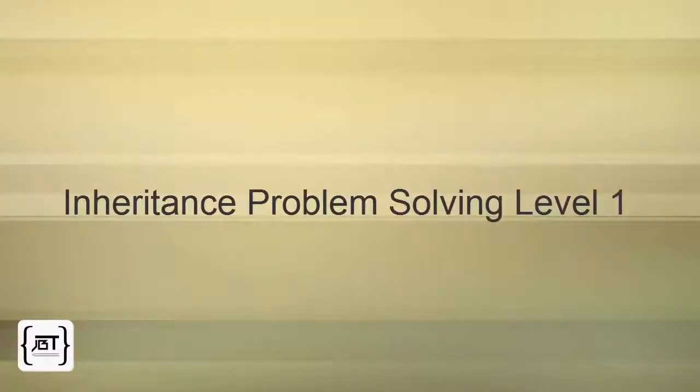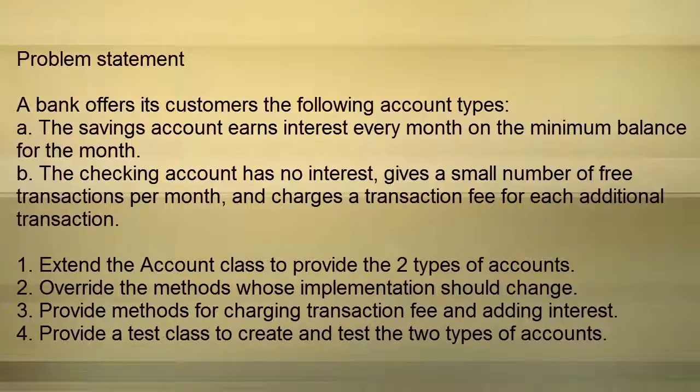Inheritance Problem Solving Level 1. Here is a problem statement. A bank offers its customers the following account types. The savings account earns interest every month on the minimum balance for the month. The checking account has no interest, gives a small number of free transactions per month, and charges a transaction fee for each additional transaction.